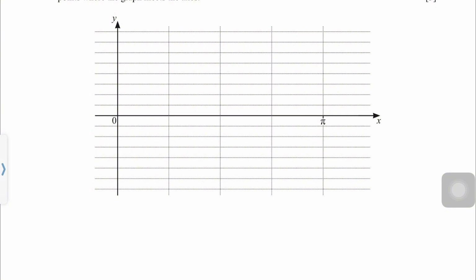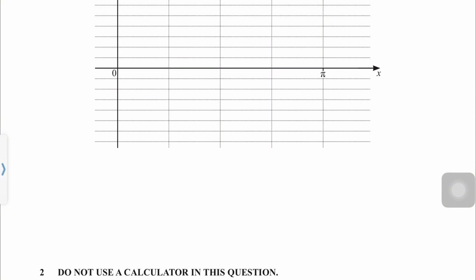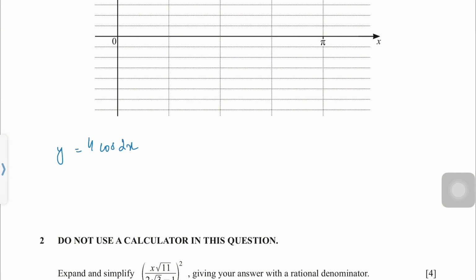Now starting from question 1, that is on the axis below, sketch the graph of y equals modulus of 4 cos 2x for 0 to pi, giving the coordinates of any points where the graph meets the axis. We need to give the coordinates of where the graph meets the axis. Now let's first make the graph of 4 cos 2x, then we will make it modulus.